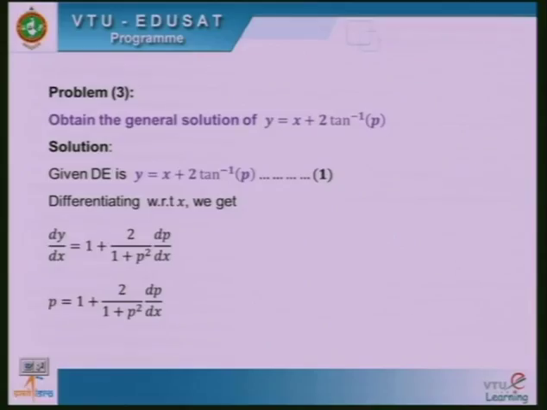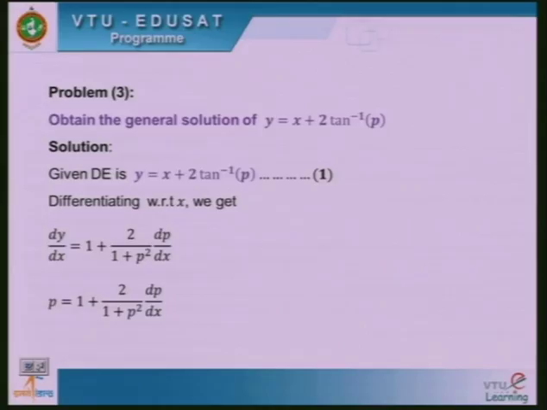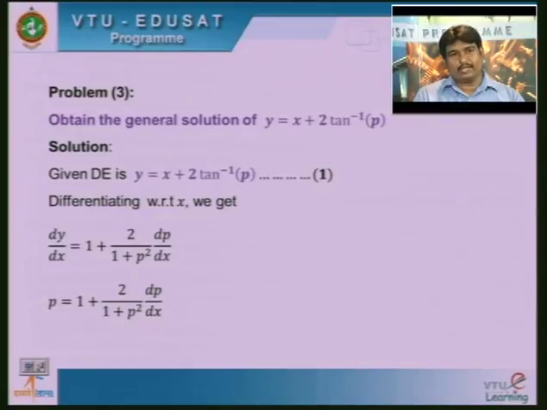Problem number 3. Obtain the general solution of y equals x plus 2 tan inverse of p. Of course it's directly in terms of y. You differentiate this with respect to x to get dy by dx equals derivative of x is 1 plus 2 into derivative of tan inverse of p, which is 1 divided by 1 plus p square into internal differentiation of p, that is dp by dx.